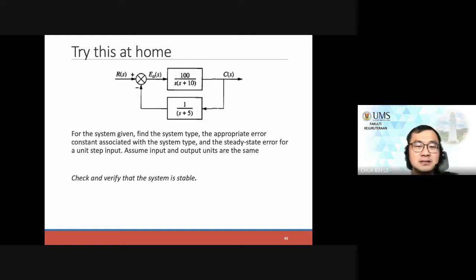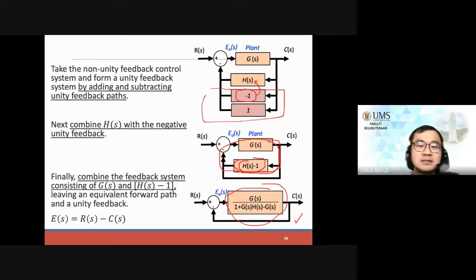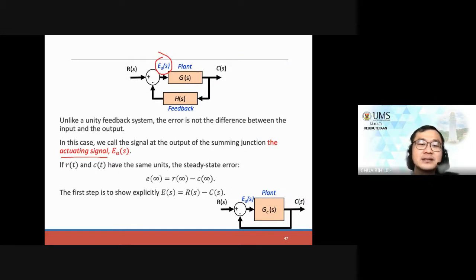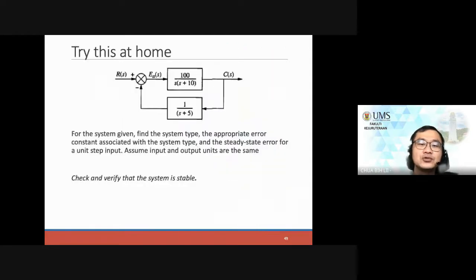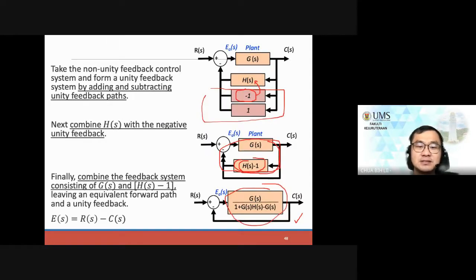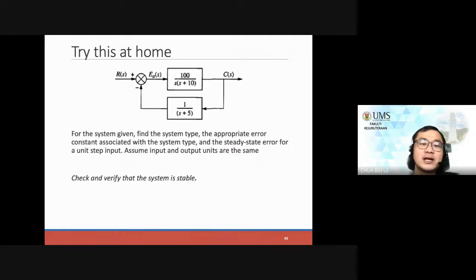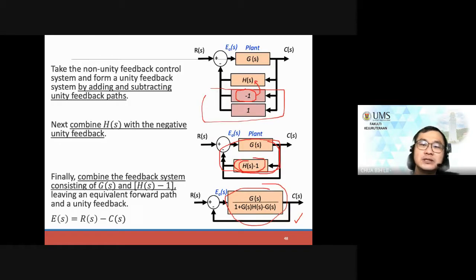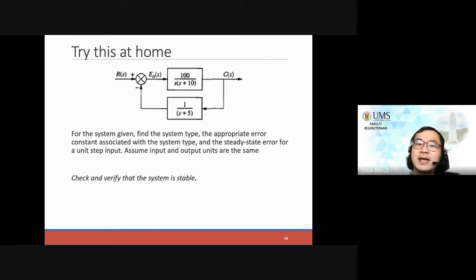So this is how it may look like. As you can see, if we are presented with something like this, with a non-unity feedback system, what we need to do is we rearrange with this. We can convert that system to this system. Therefore, you can try this on your own. This is another example from the textbook by Professor Nise. So rearrange this to the system that we have like this. From there you can start to analyze accordingly.